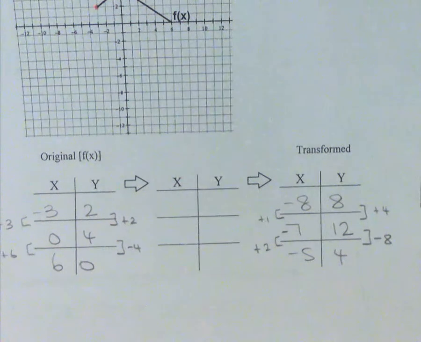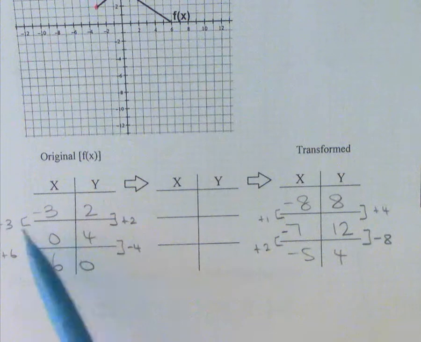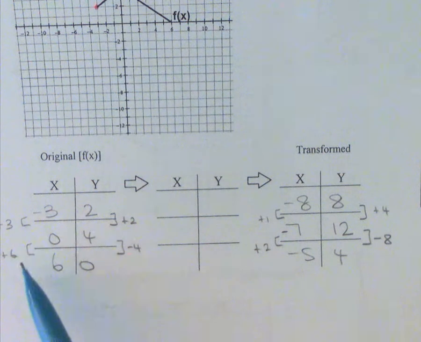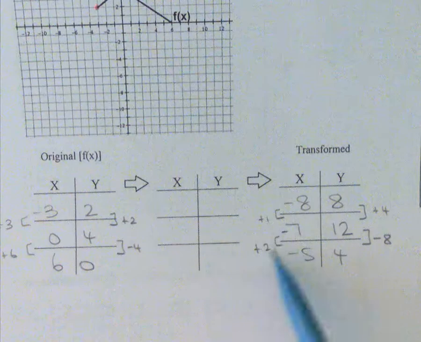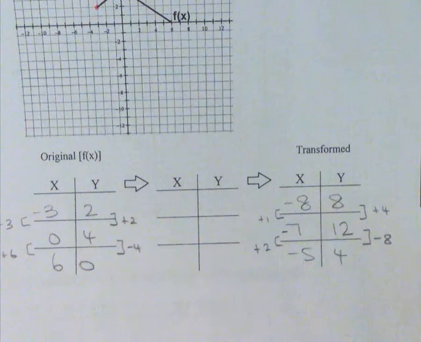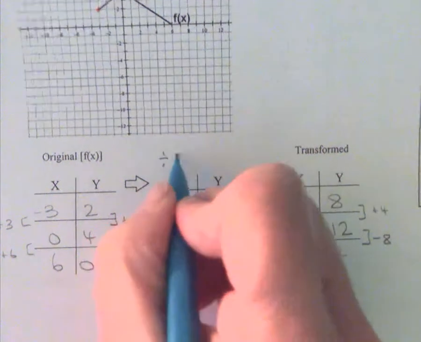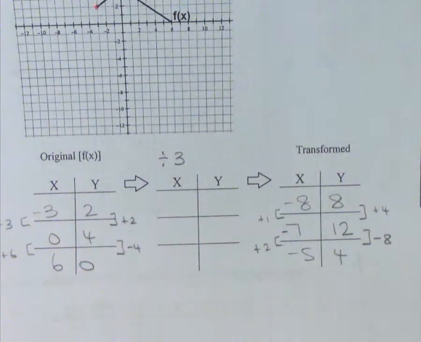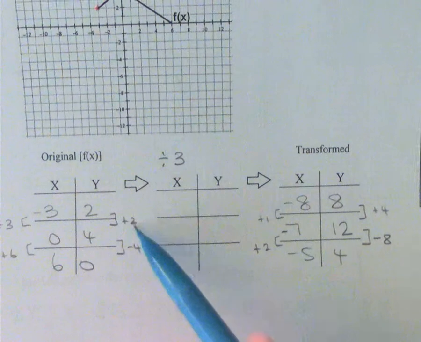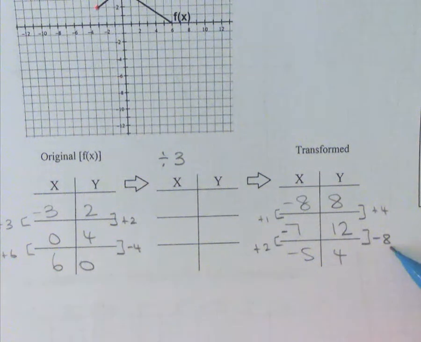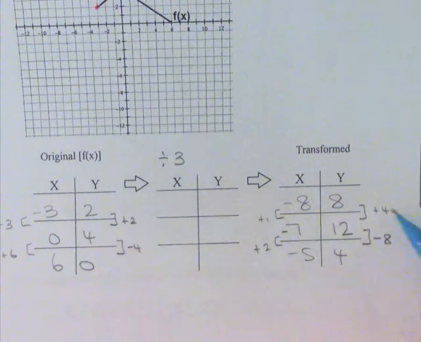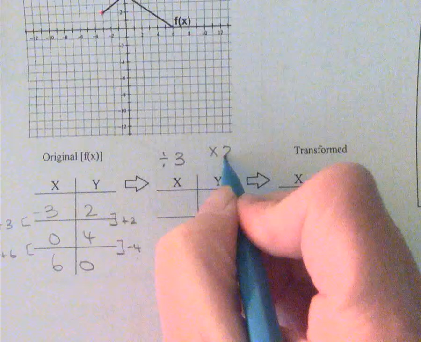I'm going to use the first differences in both x and y to figure out what the stretches or compressions might be. I have 3 and 6, and it becomes 1 and 2. So to go from 3 and 6 to 1 and 2, I'm going to divide by 3. I have 2 and minus 4, and they become 4 and minus 8. So to go from here to here, I'm going to multiply by 2.